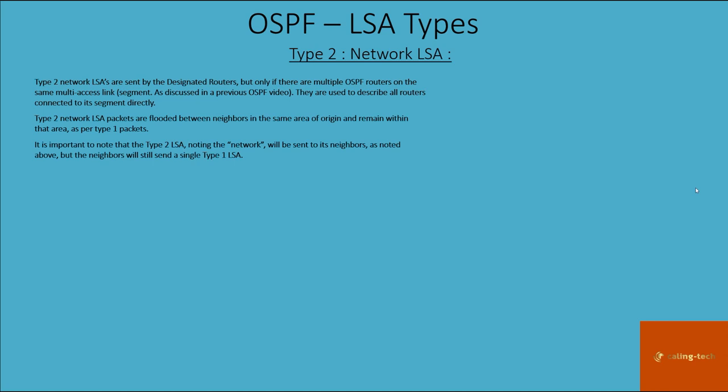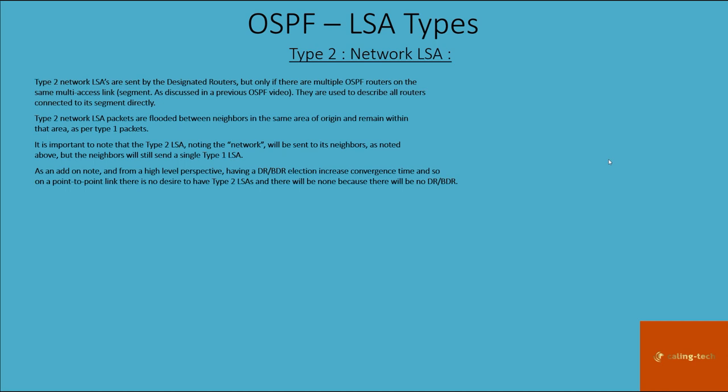It is important to remember that although the DR is sending the type 2 LSA and it notes the network that will be sent to its neighbors, the neighbors will still send out a single type 1 LSA. That won't actually change. As a final add-on for this section for the type 2, from a high-level perspective, having a DR-BDR election increases convergence time, so on a point-to-point link, there's no desire to have Type 2 LSAs, and there never will be anyway, because there will never be a DR-BDR election.